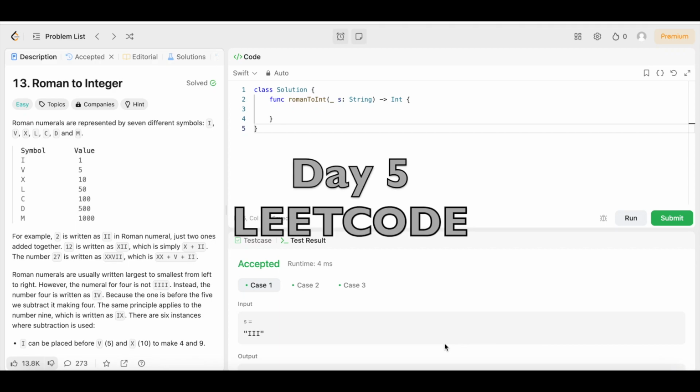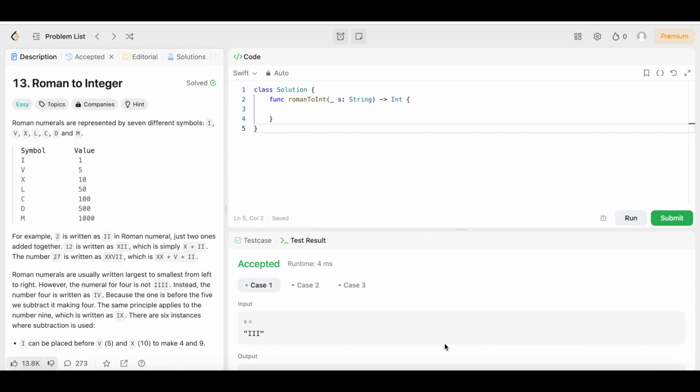Day 5 of doing a LeetCode problem every day until I get a job. Okay, so today we have question number 13, Roman to Integer. The difficulty level is easy, so we should get through this pretty easily. We're going to try to keep the answer as simple as possible. So let's read the question and see what it says.